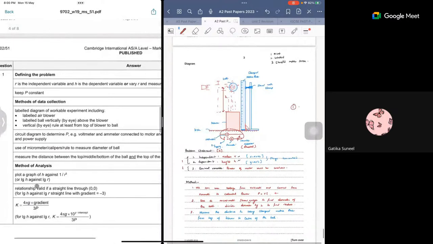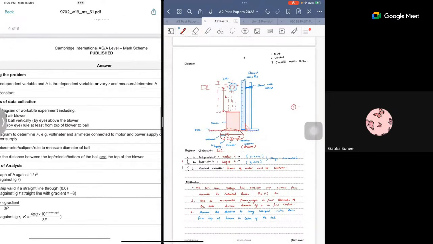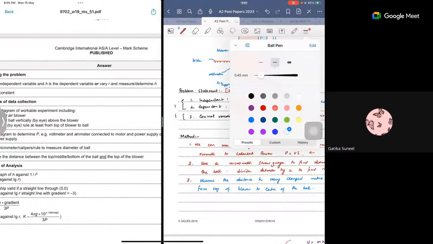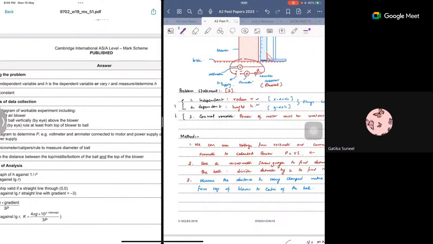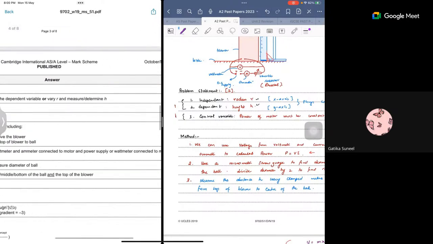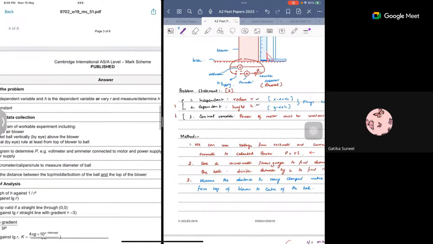So R is the independent variable, and I'm going to mark it right now so that you guys can also see how everything is being marked and what points you're going to get. Let's take a nicer color. Let's take purple. For writing R as independent variable and H as dependent, we have gained one mark. So this is the problem mark. And for control variable, we got a problem mark.